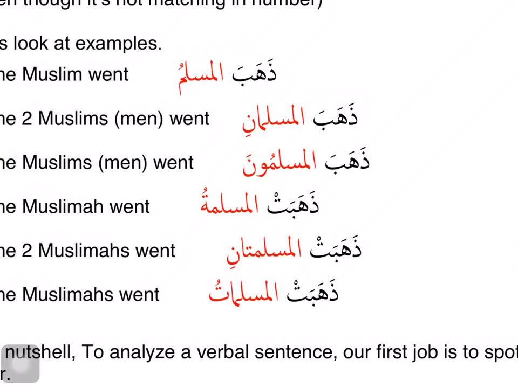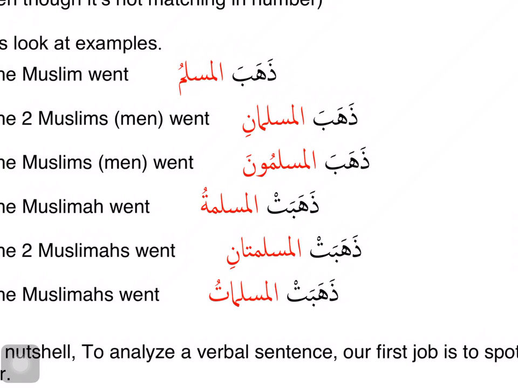Dhahaba al-muslimani, the two Muslims went. Al-muslimani is in raf status. It is a noun coming after the verb. Dhahaba al-muslimuna, again raf status, una, and it's coming after the verb, so this is my fa'il. The Muslim went, the two Muslims went, the Muslims went.